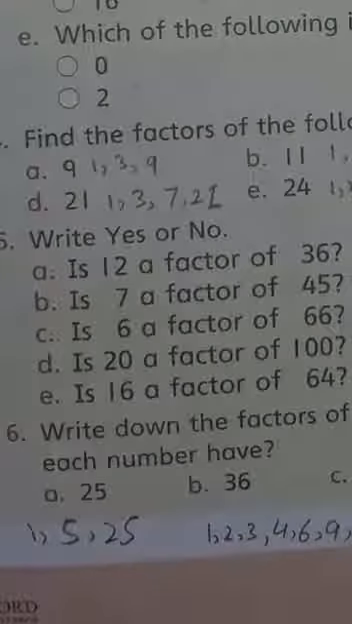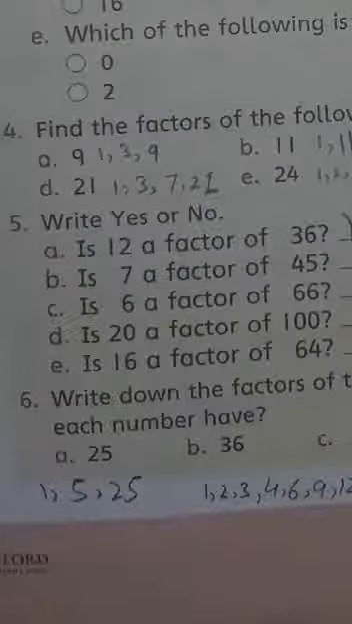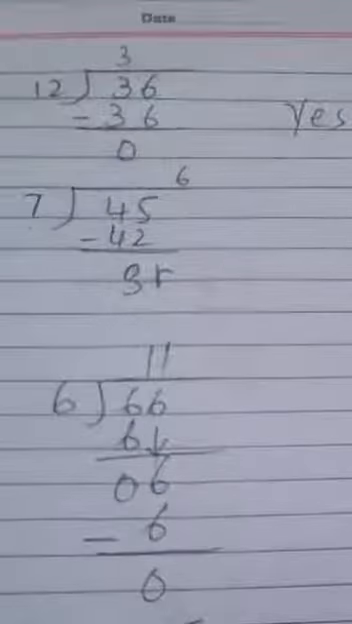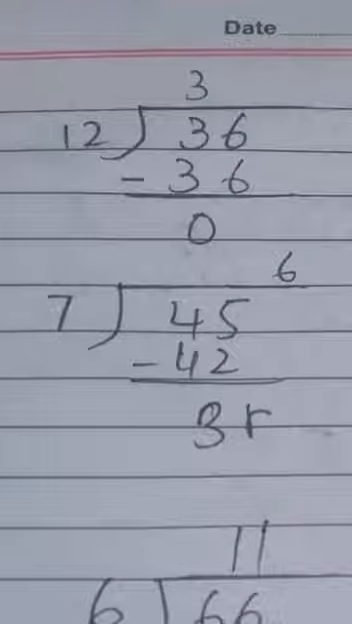Now question 5. Write yes or no. A, is 12 a factor of 36? It's difficult to think about how many factors 36 has and then find 12 in it. So the simplest way for such questions is to divide 36 by 12. If the remainder is 0, it means 12 is a factor of 36. 12 threes are 36, remainder is 0, it means yes. Yes, 12 is a factor of 36.